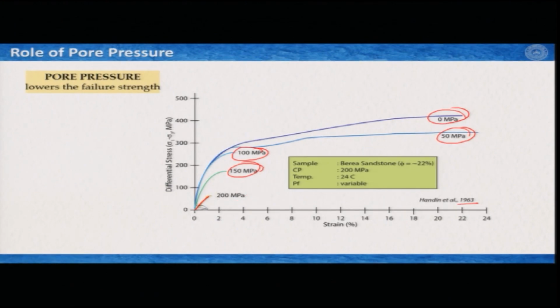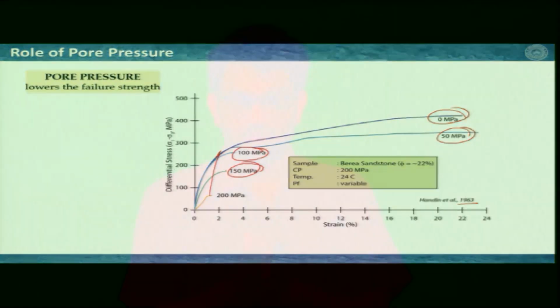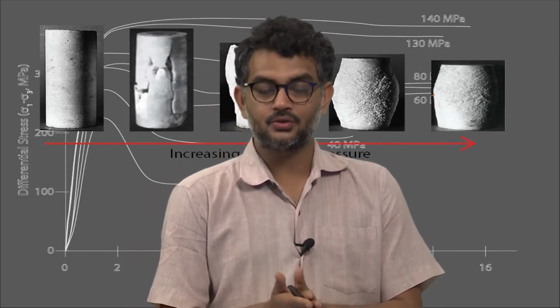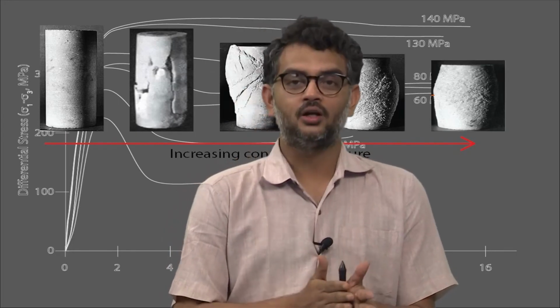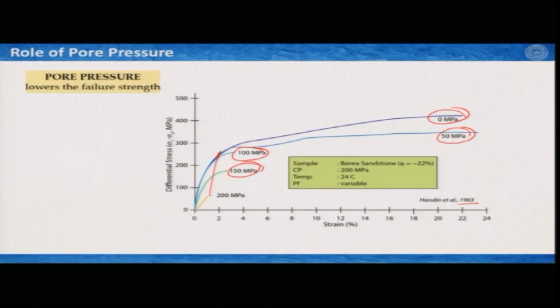But when the pore pressure was decreased from 200 to 150 megapascal, a 50 megapascal decrease of pore pressure increased the strength of the rock. From 150 further decrease to 100 megapascal, further decrease to 50 megapascal, and further to 0 megapascal, we see that strength and flow of the rock has increased. So, pore pressure effectively lowers or decreases the strength of the rock. This was one of the first experiments where Handin showed this typical phenomenon of deformation behavior.